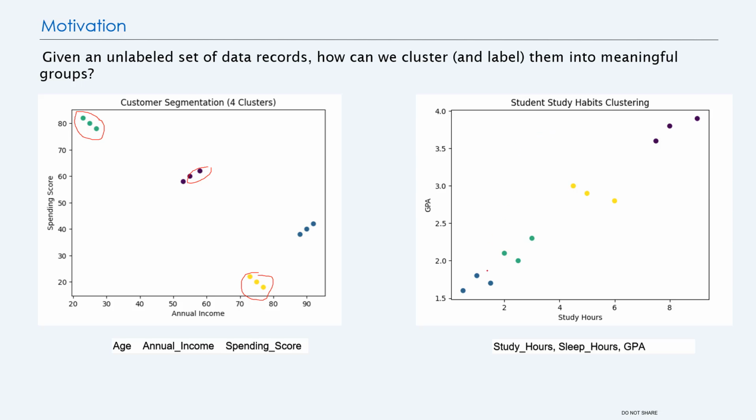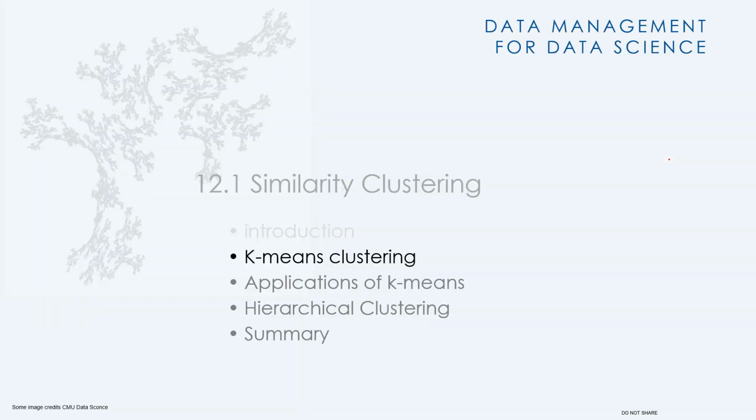We can say the same thing about student study habits, say study hours and GPA, we plot them, and then we get this kind of thing. But the problem here is that we cannot always plot, because these data are very high dimensional. In other words, it's not two dimensional like here, where you have income and spending score, but you have a lot more fields in here. In the next video, we'll talk about k-means clustering.